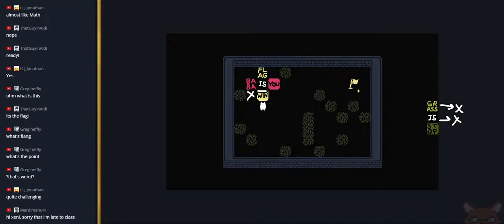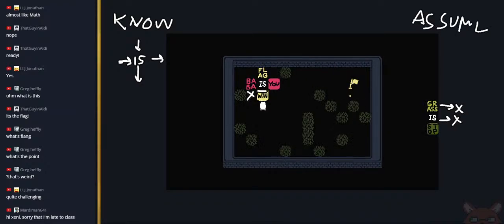So what we have learned is that is can be used in multiple statements simultaneously. So what we can assume is that the same can be applied to all words. They can be used in multiple statements simultaneously depending on how you build your rule structure here.